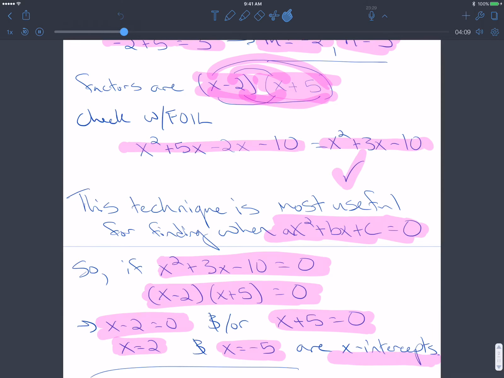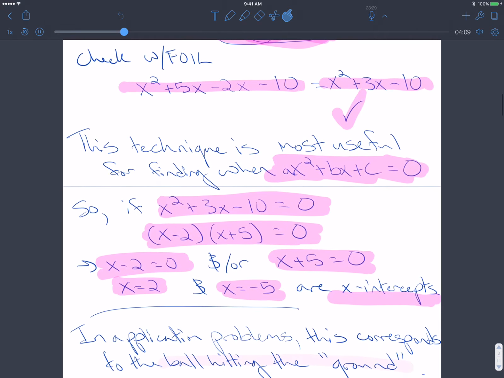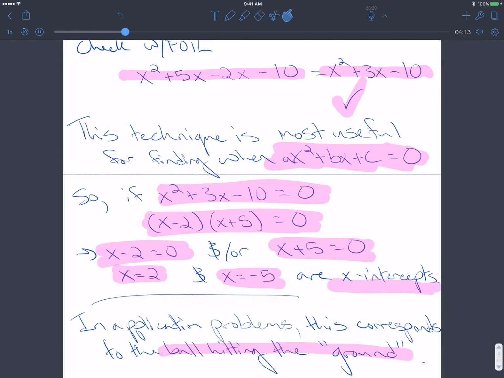When I ask you a conceptual problem, and I ask you, say, when does the ball hit the ground, this is usually what I'm asking for. When does the function equal 0? Because usually 0 is defined by where the ground is.